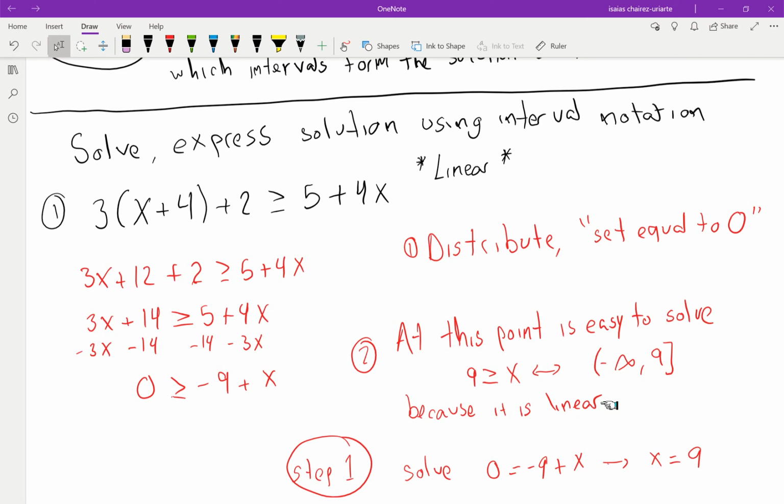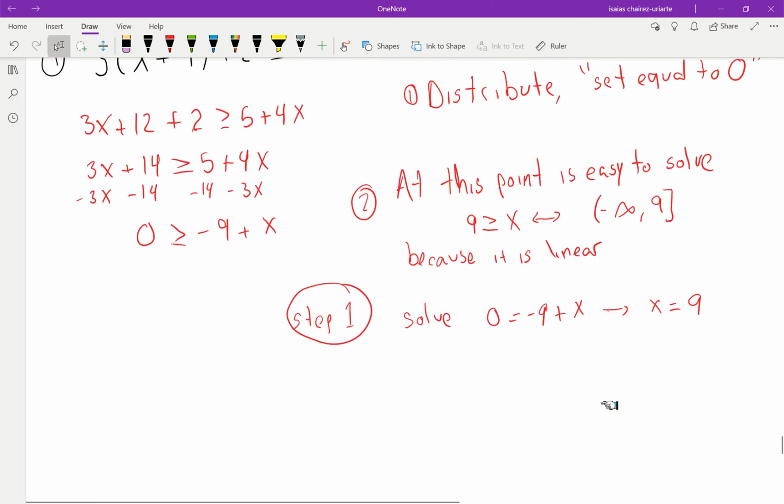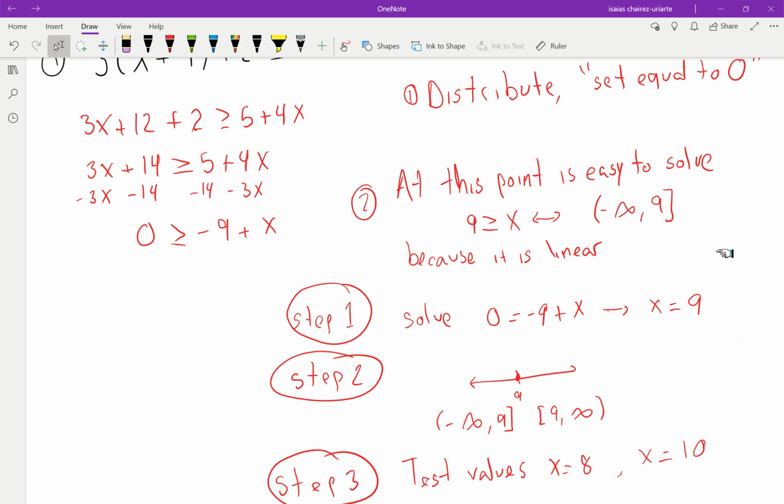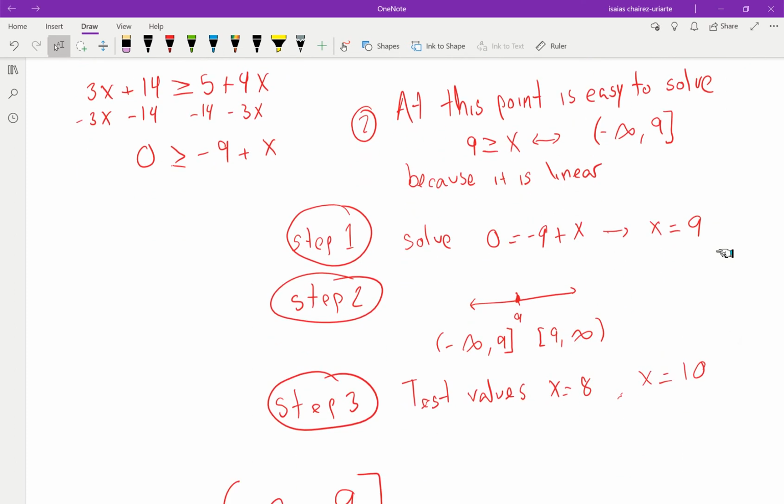Alright, but let's just entertain the idea. Let's just pretend that we're actually going to use the steps that we came up with to solve polynomial inequalities. So this is my polynomial inequality right here. Step 1 would be to solve the corresponding polynomial equation. So 0 equals negative 9 plus x. So I solve that. My solution is x equals 9.